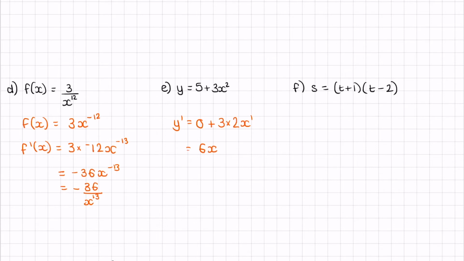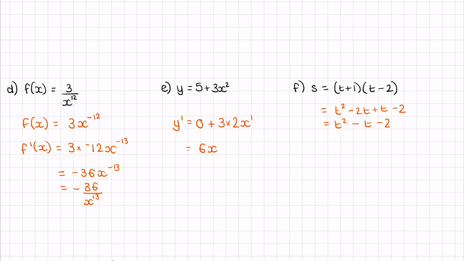We will look at different ways of doing this, but for now, if it looks simple like that, honestly, the easiest way is to expand the brackets first. So we'd have t squared minus 2t plus t minus 2. So t squared minus t minus 2. All right, and then from here, we just do the derivative.